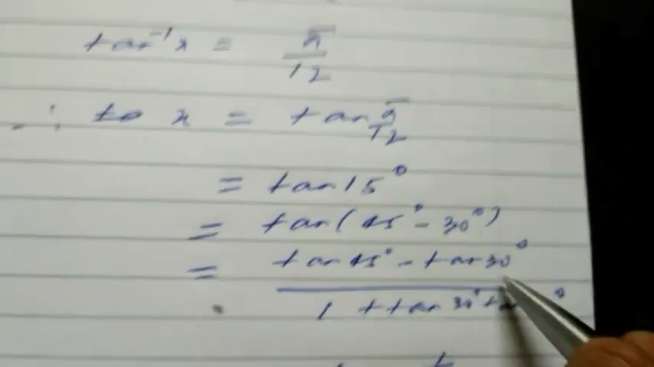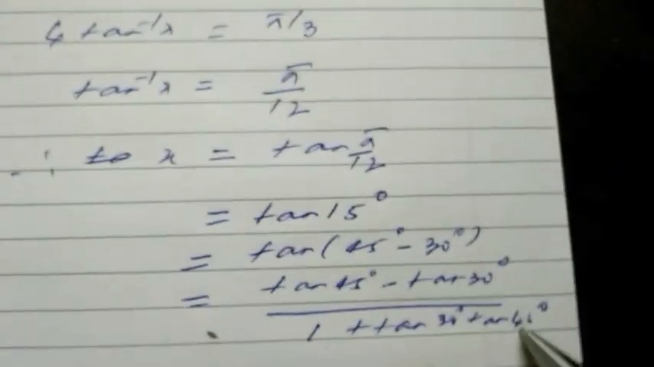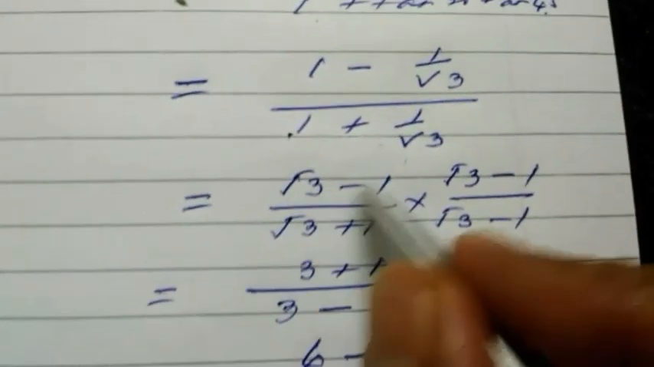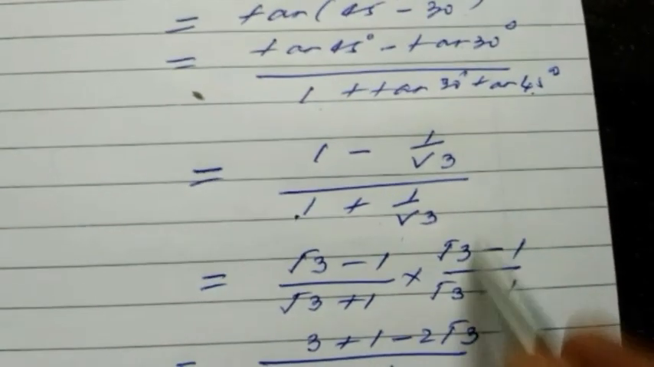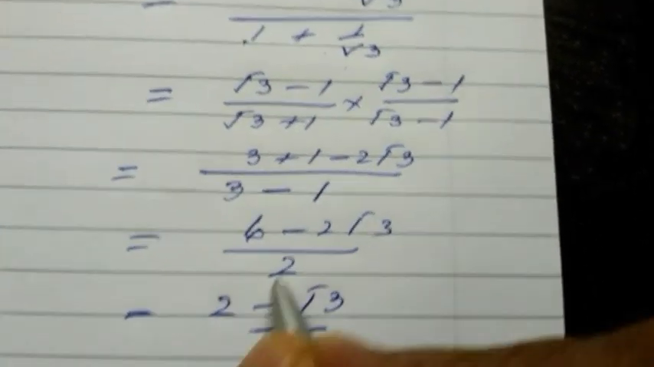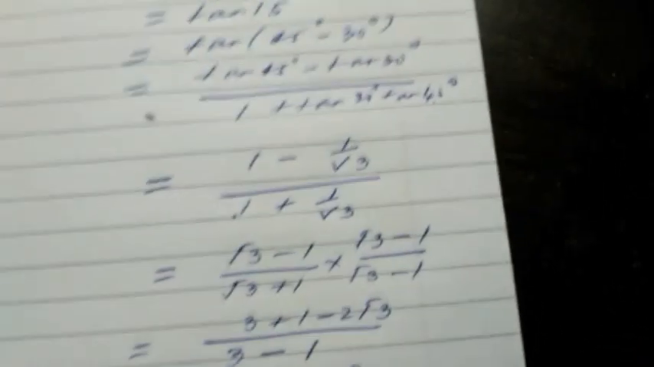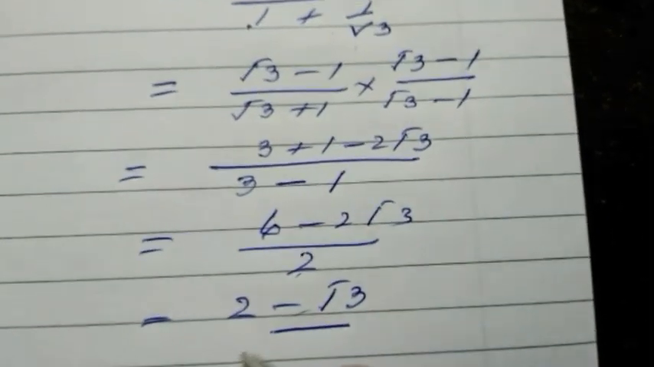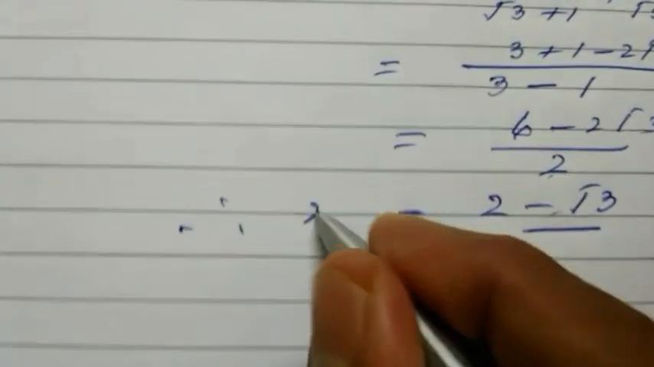This is tan 45 degree minus tan 30 degree upon 1 plus tan 30 degree tan 45 degree. That is 1 minus 1 by root 3 upon 1 plus 1 by root 3, and that gives root 3 minus 1 upon root 3 plus 1. We rationalize it, and by doing so we have 4 minus 2 root 3 upon 2, and finally it will be 2 minus root 3. So we got the value of x for this question. Therefore x is equal to 2 minus root 3.